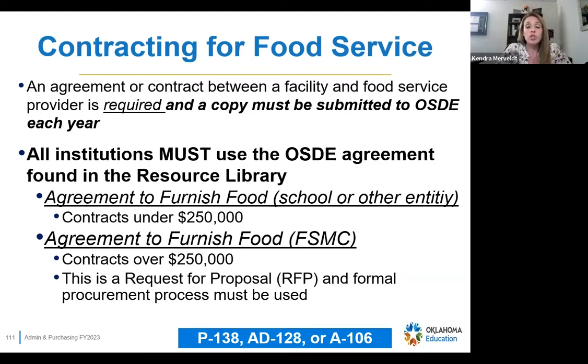You are required to use our contract. We have 2, an agreement to furnish food.